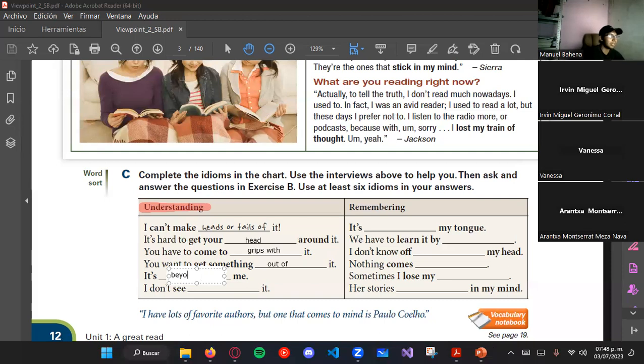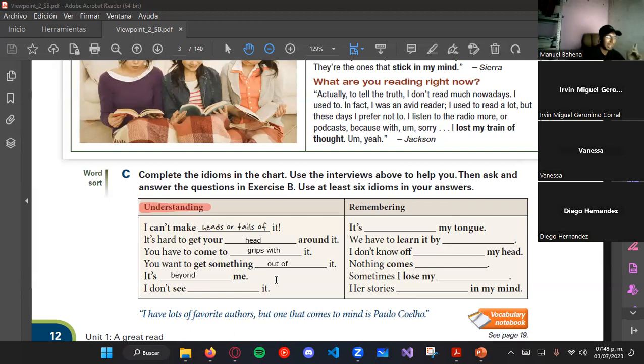It's beyond me. What does this mean? Está por encima de mí. Exactly. Está por encima de mí. It's beyond me. It's hard for me. It's very hard to comprehend or understand something or imagine something. Es difícil para mí comprender, imaginarme algo. Es muy difícil. It's nearly impossible. Es casi imposible. It's beyond me. Me sobrepasa, me supera.